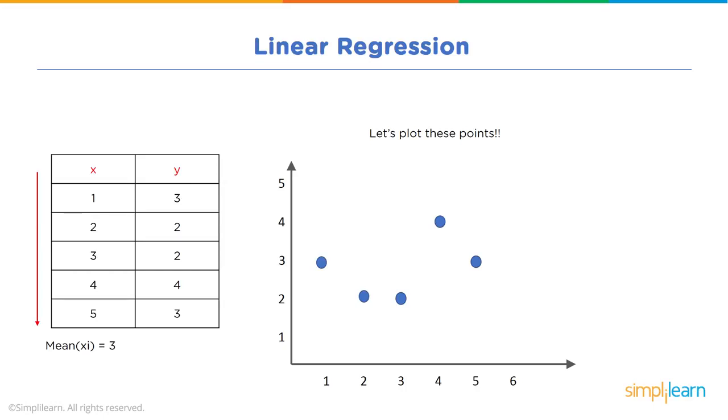The first thing we do is find the mean of x. Remember, mean is basically the average. So we add 5 plus 4 plus 3 plus 2 plus 1 and divide by 5, and that simply comes out as 3. Then we do the same for y. We add up all those numbers and divide by 5, and we end up with the mean value of y equal to 2.8.